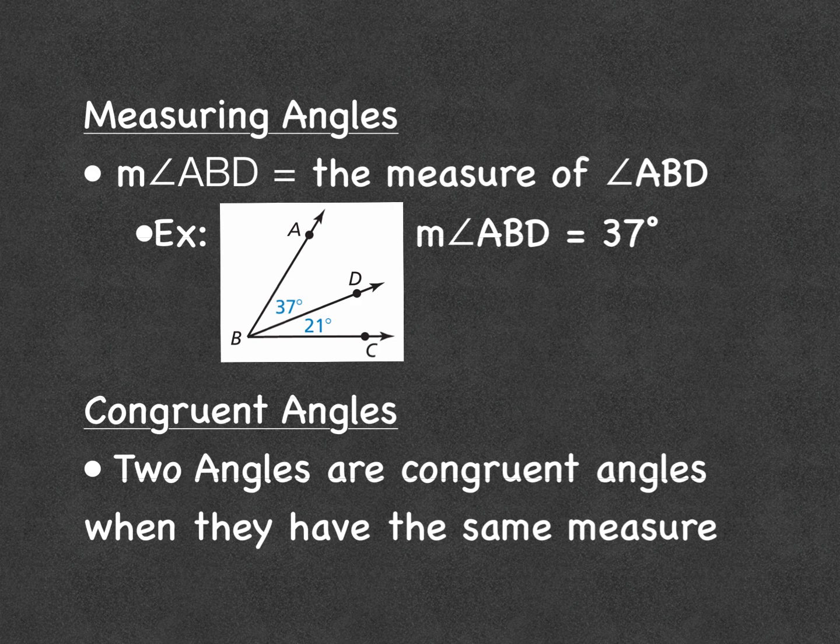So let's look at the measure of angle DBC. How much does DBC equal? 21. Make sure you're writing that down. 21 degrees. Like I said, anytime you see the M in front of it, it wants to know how much it equals. What is the degree on that?